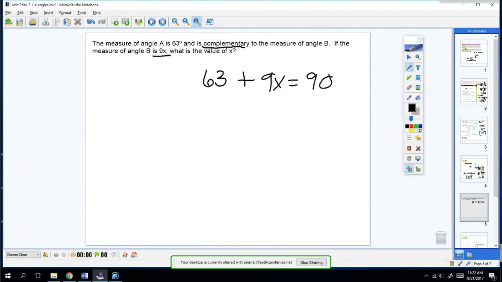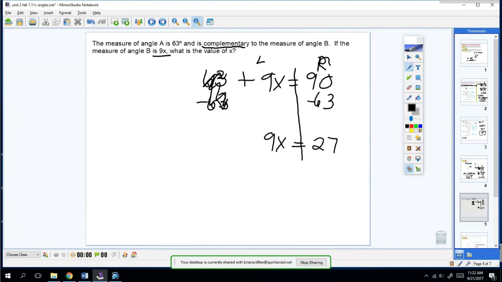Well, look at there. This is a 2-step equation. Let's solve it. So draw a line down it. You got a left side and you got a right side. So I'm going to look at the left side, and I'm going to look at 63 because it's further away from the variable. Well, that's a positive 63. So you got to subtract 63 from both sides. So you subtract 63 from the left side and subtract 63 from the right side. So this cancels out. I bring down my 9x and my equal sign. And this will be 27. 90 minus 63 is 27.